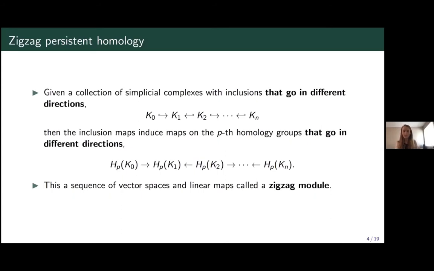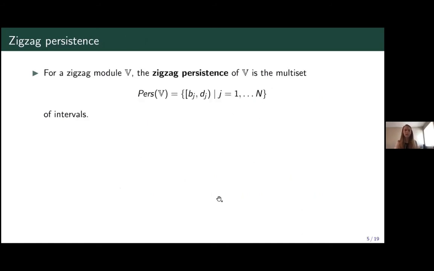If you think about the circle examples, how would you set up inclusions that would go nicely in one direction? It wouldn't really work. So here we'll want to look at including in different directions, which induce maps on the homology that go in different directions as well. And this is called a zigzag module. So a zigzag module produces a zigzag persistence diagram, same as regular persistence, but rather than the births and deaths corresponding to some sort of scale in the Rips complex, or whatever filtration you use, instead it's going to depend on your location in the zigzag.